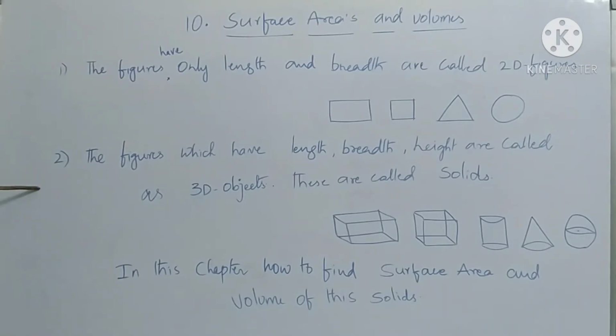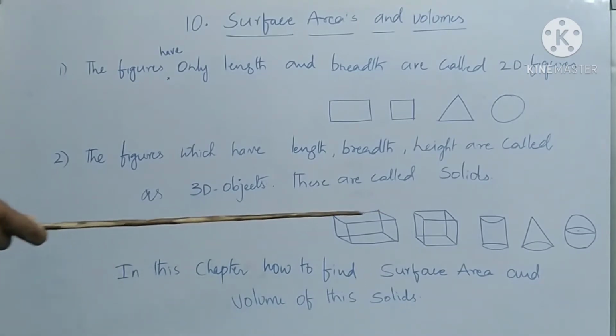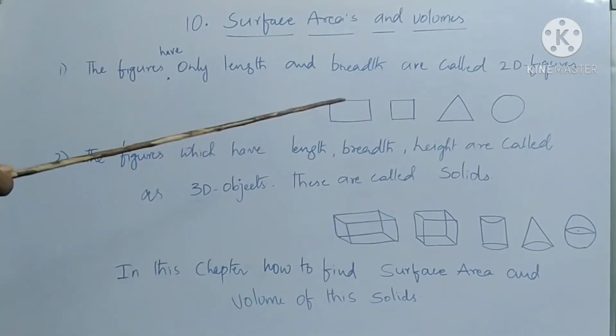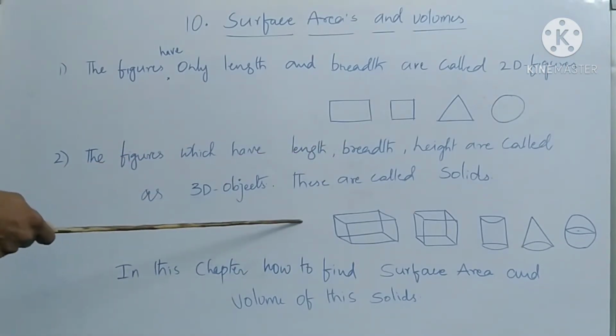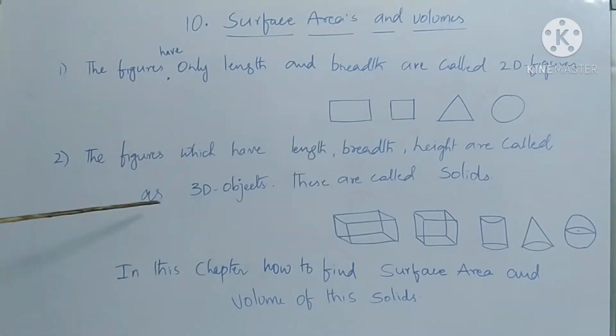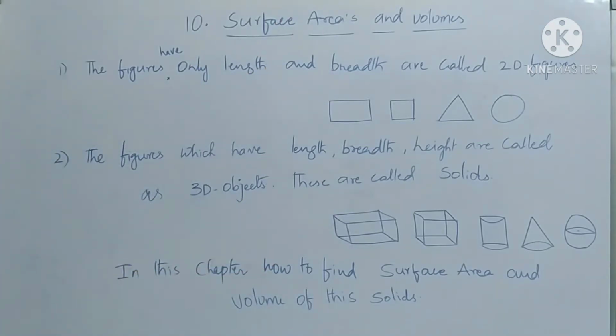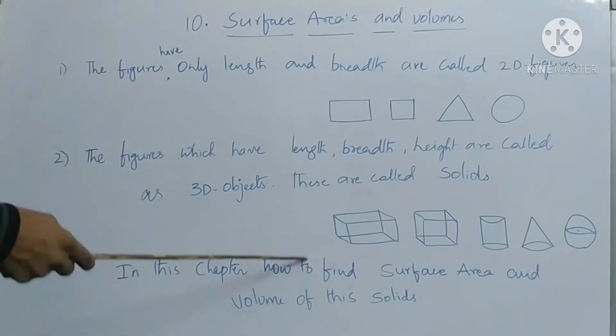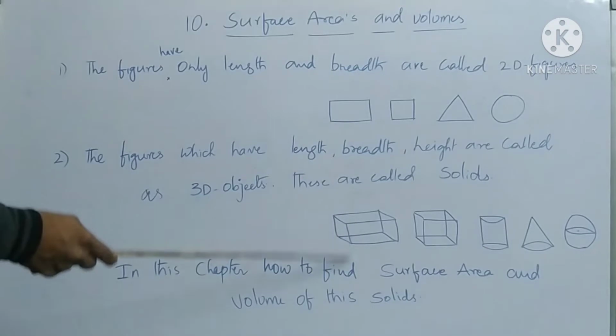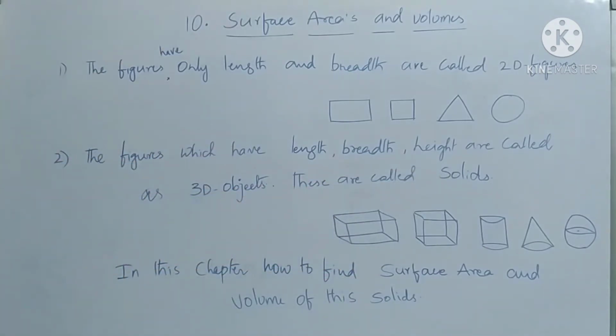And next, the figures which have length, breadth and height are called three-dimensional figures. These are all called solids. So cuboid, cube, cylinder, cone and sphere, these types of figures are called solids. Why? Because these are three-dimensional figures. Here length, breadth and height are called three dimensions. In this chapter, we learn how to find surface areas and volumes of these solids: cuboid, cube, cylinder, cone and sphere.